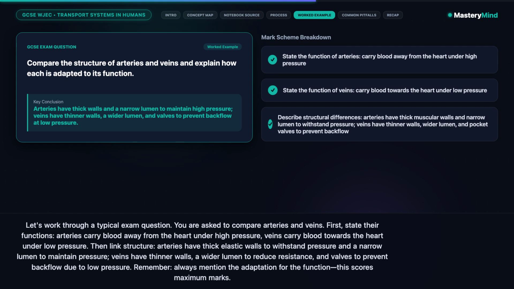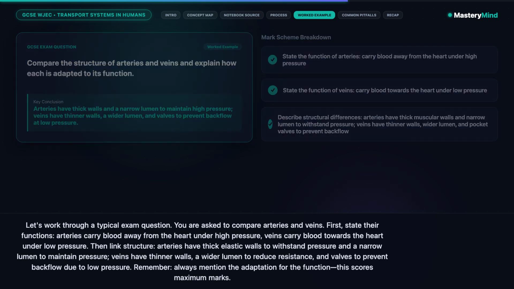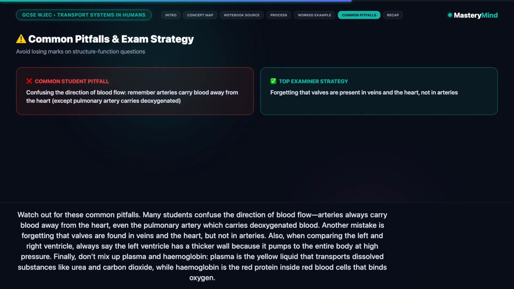Arteries have thick elastic walls to withstand pressure and a narrow lumen to maintain pressure. Veins have thinner walls, a wider lumen to reduce resistance, and valves to prevent backflow due to low pressure. Remember, always mention the adaptation for the function. This scores maximum marks. Watch out for these common pitfalls.